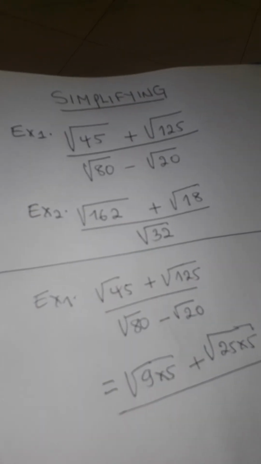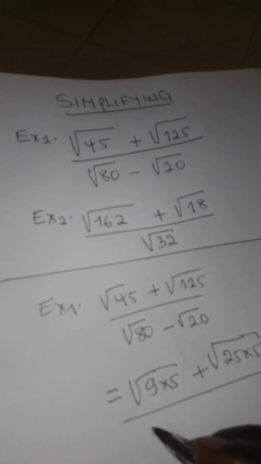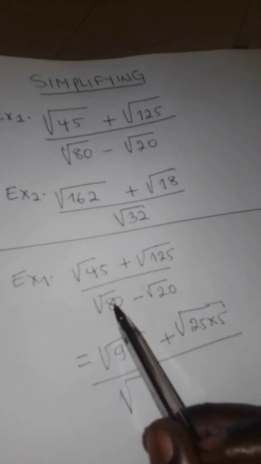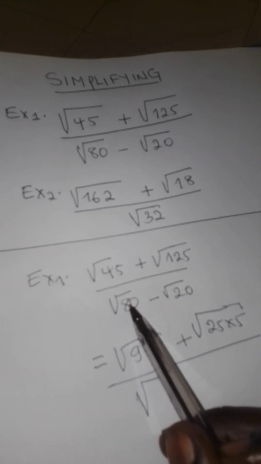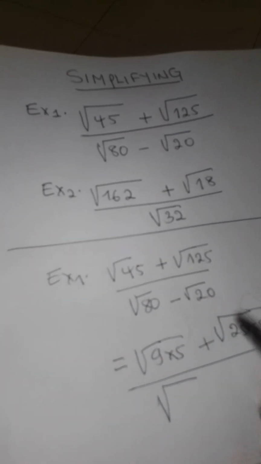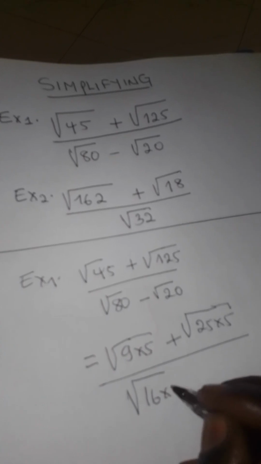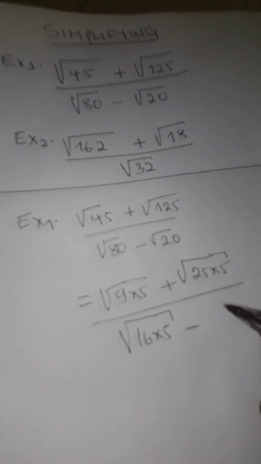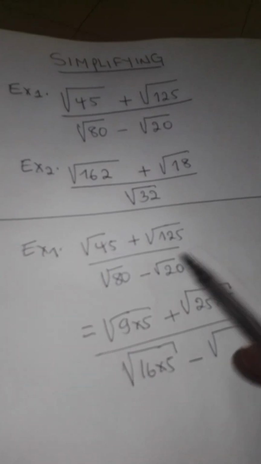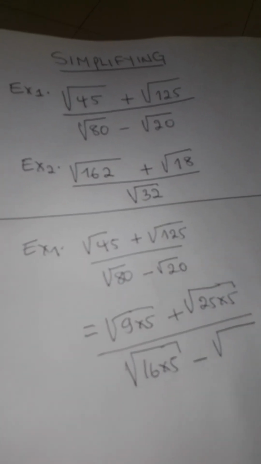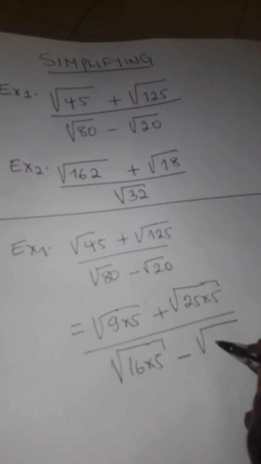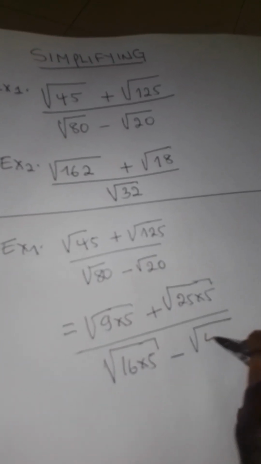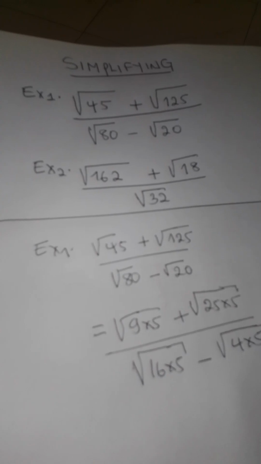Now we divide by root 80, but root 80 has two numbers, and one of them has a square root. It is 16 times 5. Then minus root 20, it has two numbers and one has a square root. It is 4 times 5.